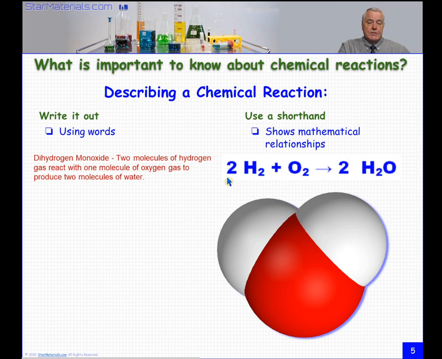Two molecules of hydrogen, one molecule of oxygen, O2. Both hydrogen and oxygen like to hang out in pairs to produce two molecules of water, two molecules of H2O. Or we can draw a picture or a model. Helps us to visualize what's going on. And we'll talk more about this later.